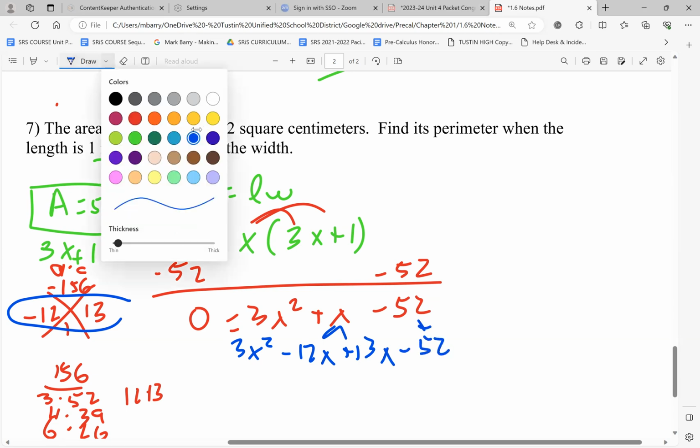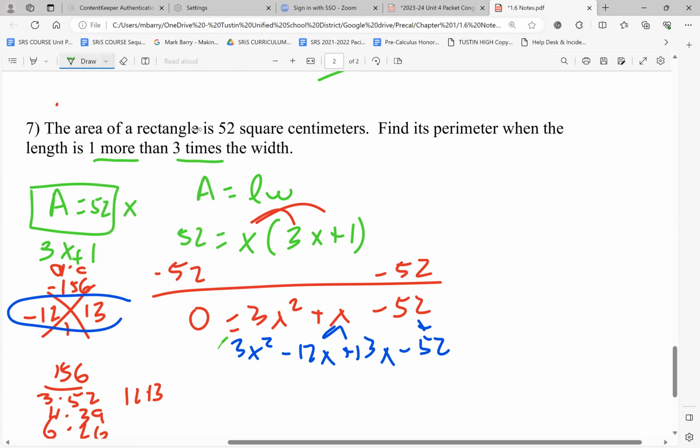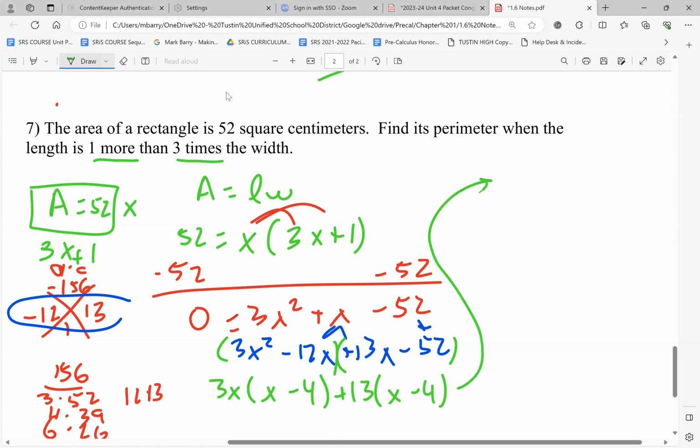Now we're going to use factor by grouping here. All right, so factor by grouping, we're going to group those two and those two. First group, I can take out a 3x, leaving me with x minus 4. The second group, I can take out a positive 13, which would also leave me with x minus 4. Okay, so now we can rewrite this as 0 equals, and then I have the x minus 4 for the stuff on the inside, and then 3x plus 13 for the stuff on the outside.